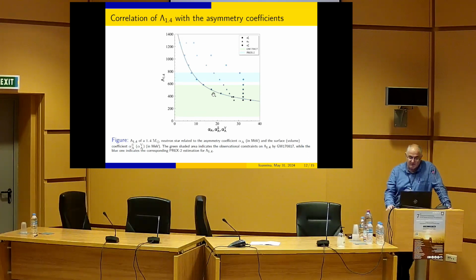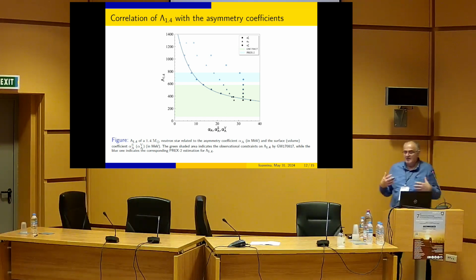Also, here we have, for the first time, predictions for the asymmetry parameter, and we relate this value with the tidal deformability. We can see here we have some constraints from observation, and the final result is that the experimental value of the neutron skin is very high. That means we need a large value, we need stiff equations of state. This is the first result.